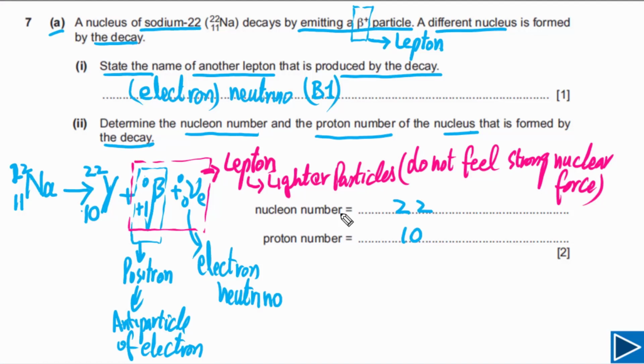This question has 2 marks, so these are the answer marks. If you have written 22, you will get 1 mark, and you will get the second mark if you have written 10, meaning the proton number.